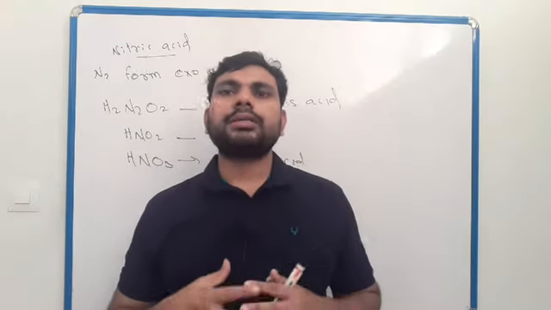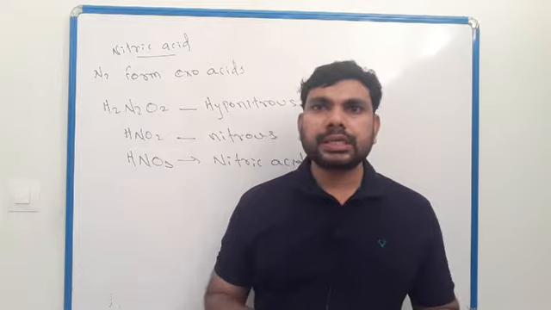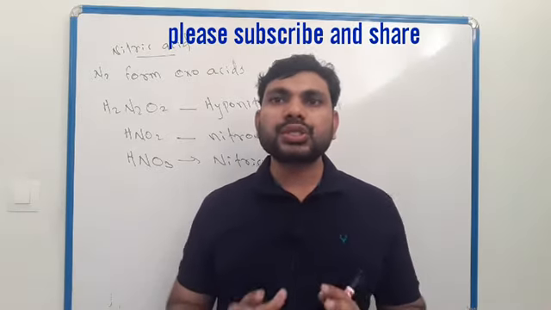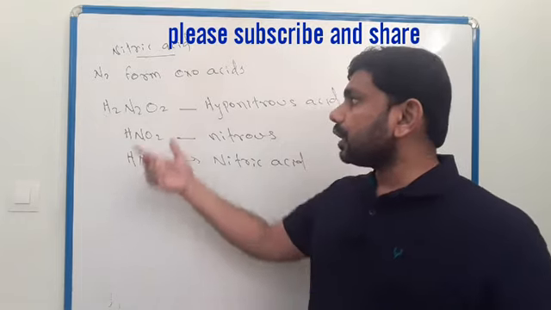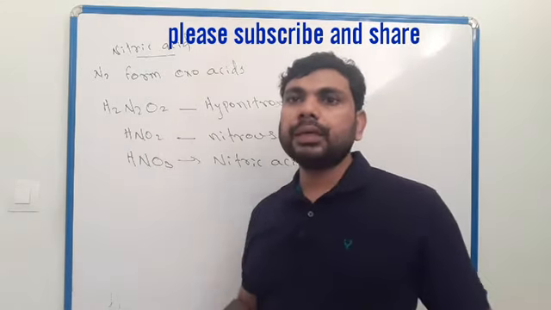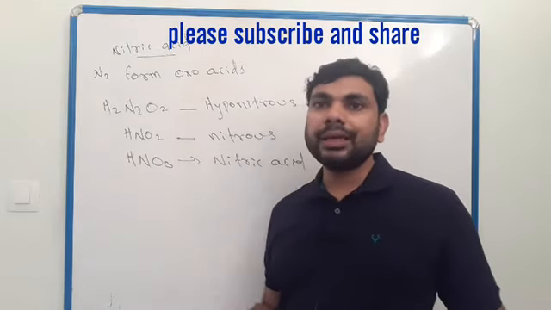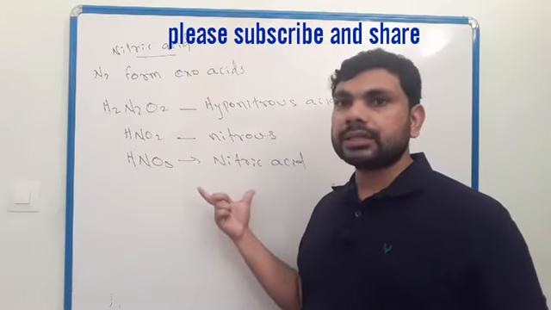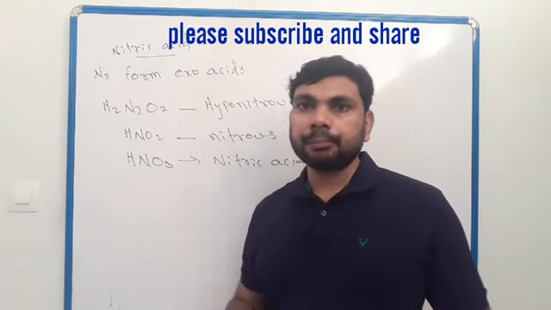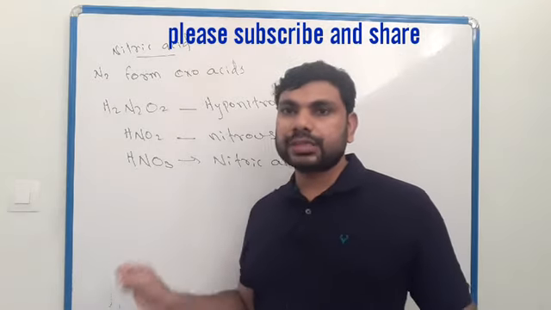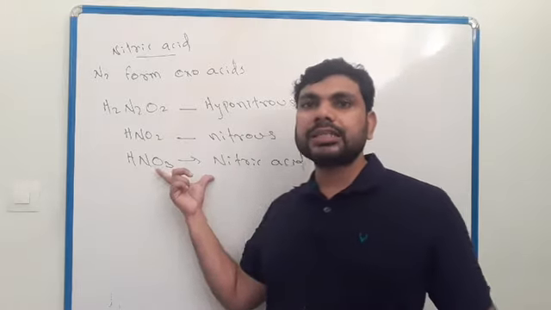Okay, next we have to understand nitric acid. Here first we have to discuss that nitrogen reacting with oxygen forms oxo acids. H2N2O2 means hyponitrous acid. HNO2 means nitrous acid. HNO3 is nitric acid. Nitric acid is a very important acid out of these, and we have to study more details about it. So H2N2O2 is hyponitrous acid, HNO2 is nitrous acid, HNO3 is nitric acid. We are going to study more details about HNO3.